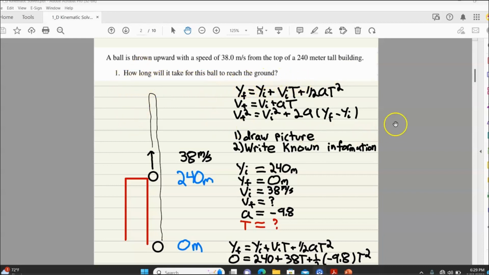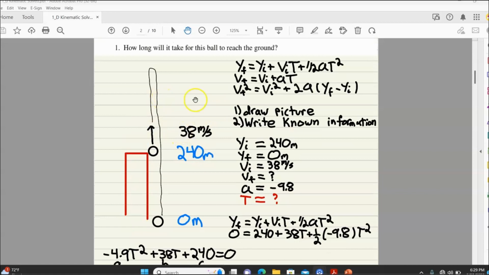So first, I wrote down the kinematic equations. Here, because the ball is moving vertically, x is replaced with y. So instead of x final equals x initial plus v initial t plus 1/2 at squared, I have y final equals y initial plus v initial t plus 1/2 at squared. And so there's y's in this equation instead of x's.